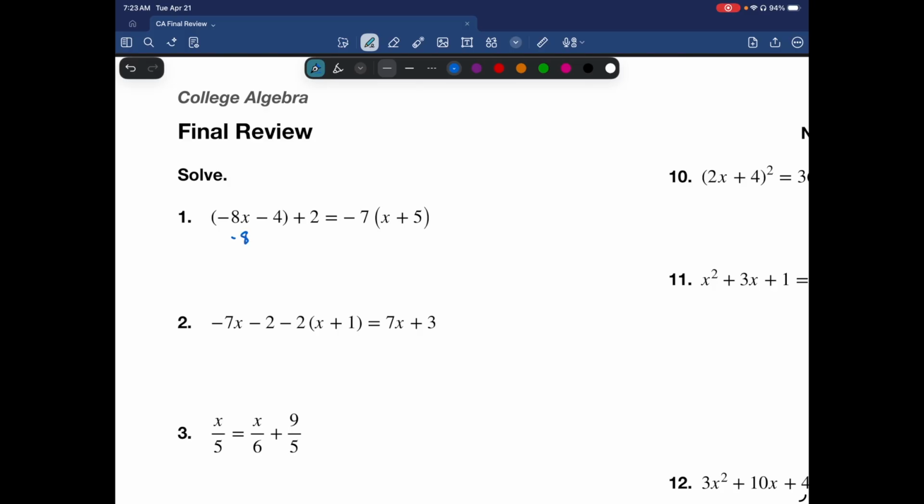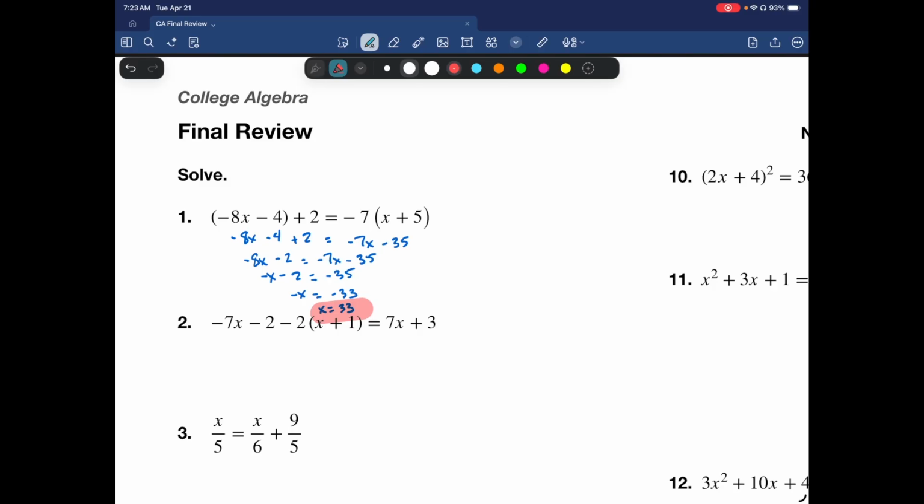So we got negative 8x minus 4 plus 2 equals negative 7x minus 35. Alright, so here we go. We got negative 8x, negative 4 plus 2 is going to be minus 2 equals negative 7x minus 35. Alright, I'm going to move the x's to the left, so that's going to be plus 7. It's going to be negative x minus 2 equals negative 35. Negative x equals negative 33. So x equals 33.